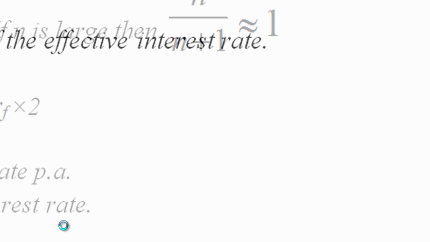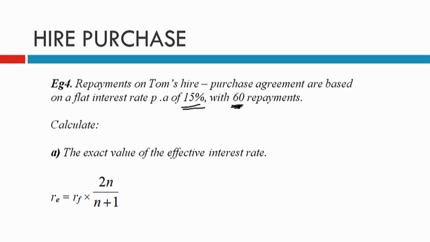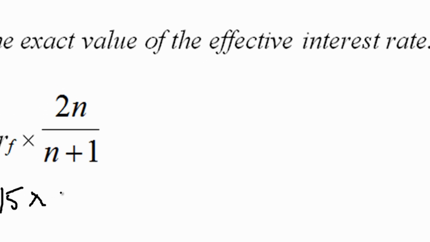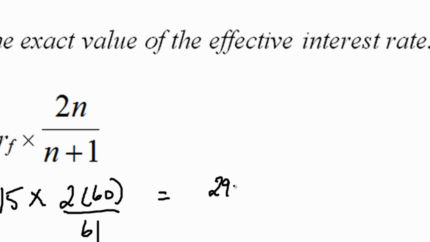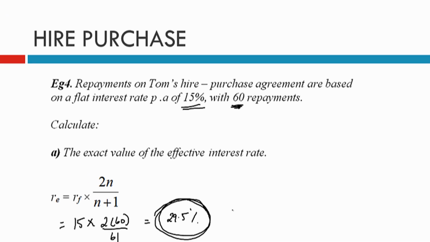Okay, so let's do an example. Repayments on Tom's hire purchase agreement are based on a flat interest rate of 15% per annum with 60 repayments. Calculate the exact value of the effective interest rate. Because they've given us the flat interest rate, we can use this rule. 15 is our flat times 2 times, and there's 60 repayments, so n is 60, divided by 60 plus 1, which is just 61. And when we work that one out, we get 29.5%.